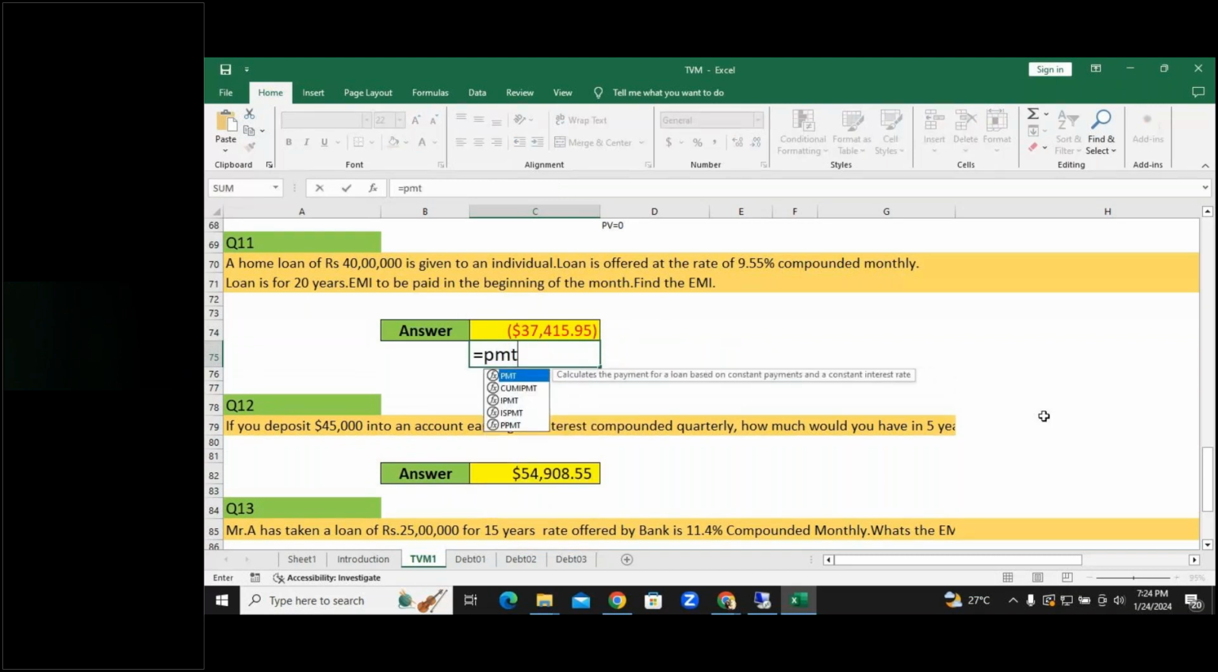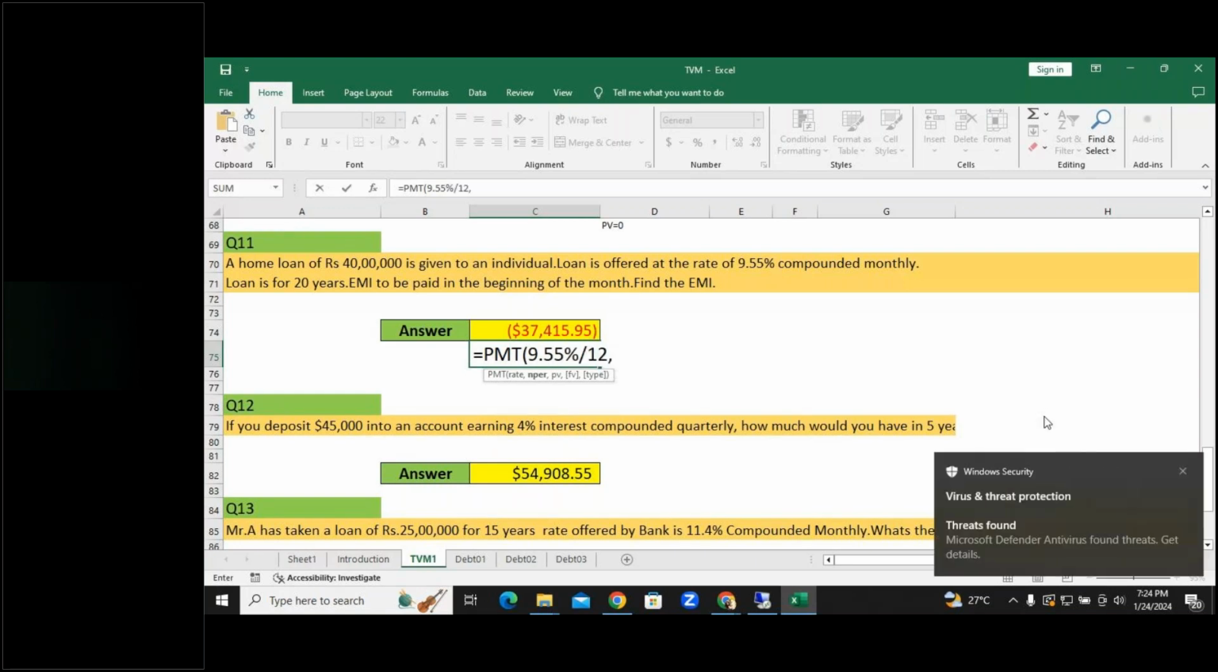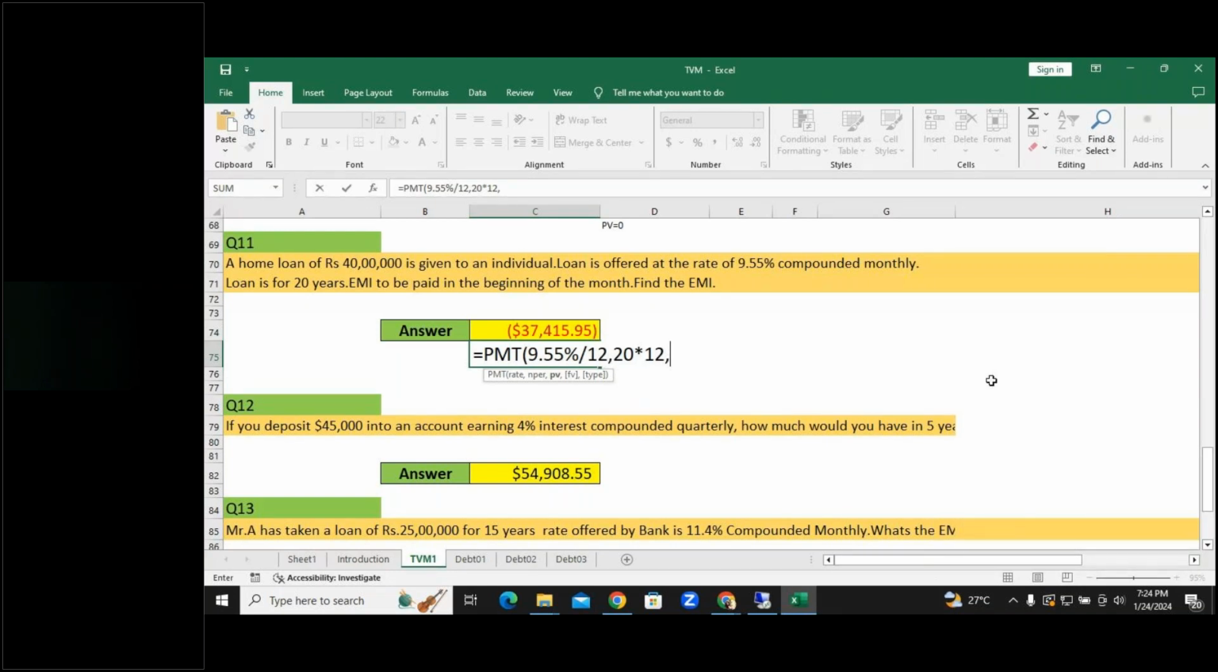Equals PMT, open the bracket, rate is 9.55% divided by 12, comma, N per is 20 multiplied by 12, then present value is 40 lakh rupees. I am receiving it, comma, future value is 0, comma, end of the period I need to calculate. So it is 37,415 rupees that I have to pay every month. Okay, this is to calculate your EMI.